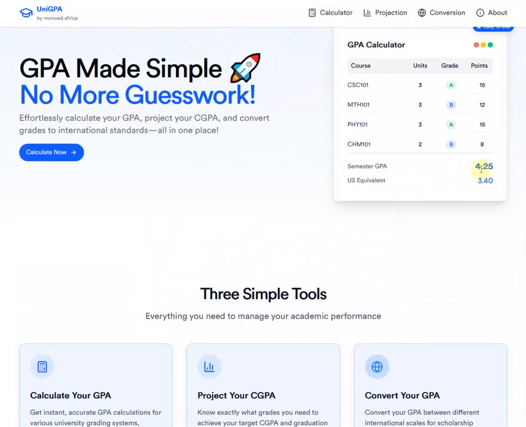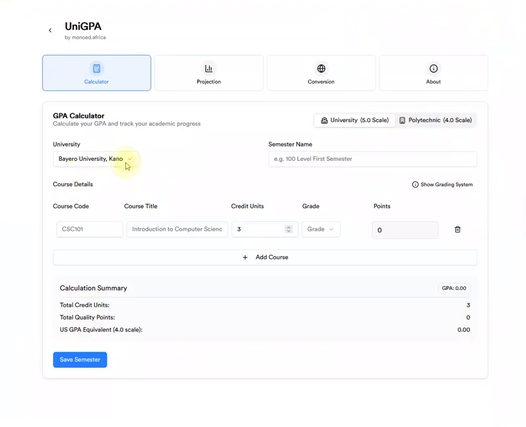So you can see from this image, your CGPA is 4.25 in Nigeria. When you're converting it to the United States scale, you have like 3.40, right? Now, if you click on calculate, you can select some university, but it's almost the same for most universities, right? So let's say you're from the UK, which is the institution I went to.